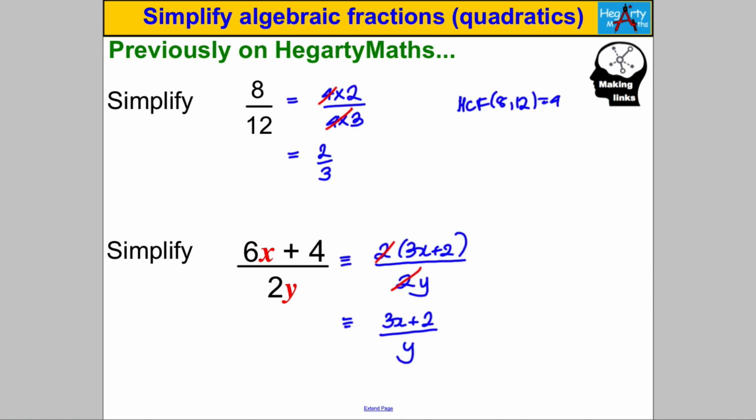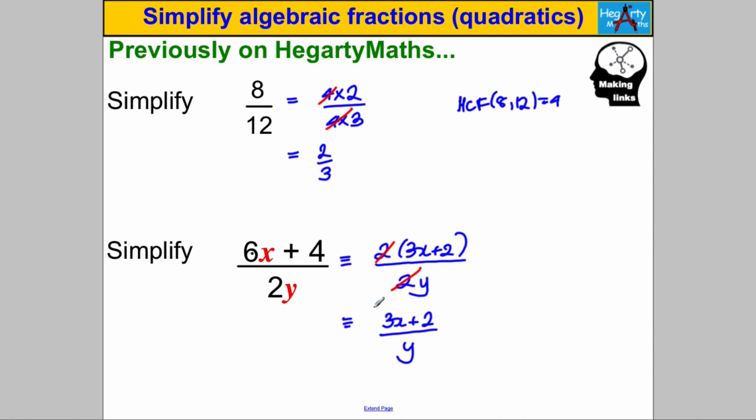And what you needed to do is work out the highest common factor of 8 and 12, and it was 4. If you wrote 8 as 4 multiplied by 2 and 12 as 4 multiplied by 3, you can divide the top and bottom by 4 or cancel that common factor of 4, and you get 2/3. Similarly here, first step is to factorize the top and factorize the bottom, factorize the numerator and denominator. They both have a common factor of 2, which you can divide top and bottom by 2 or cancel the 2, and you get 3x add 2 over y.